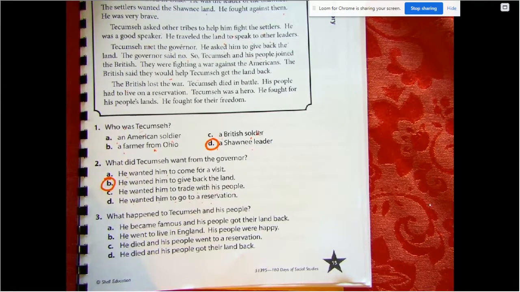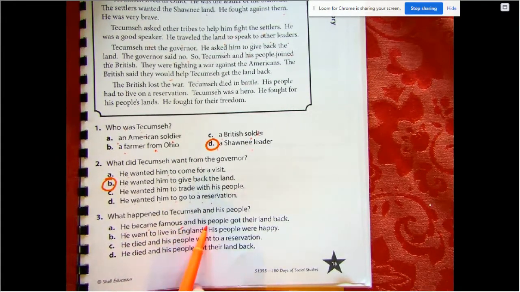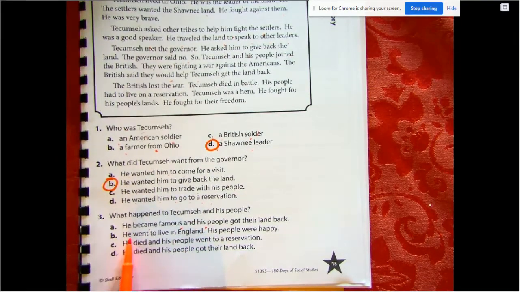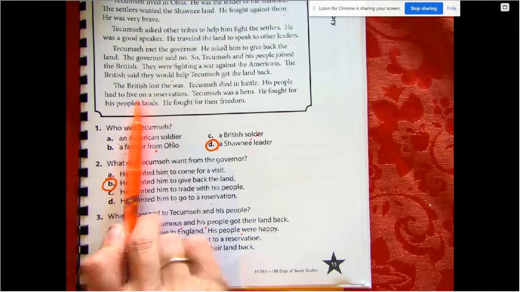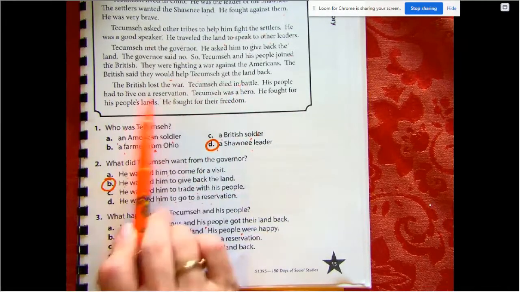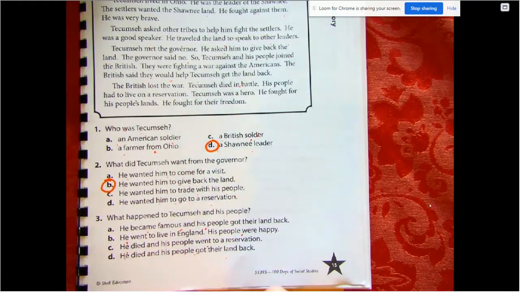Okay. Number 3 says, what happened to, that name's hard for me to say apparently. What happened to Tecumseh and his people? He became famous and his people got their land back. He went to live in England. His people were happy. He died and his people were sent to a reservation. He died and his people got their land back. Well, we can look up here. He died in battle. His people had to live on a reservation. So we're going to go with C.